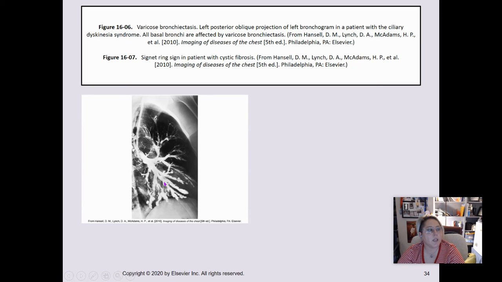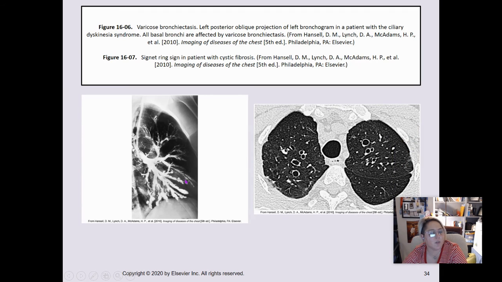Left posterior oblique projection of the left bronchogram in a patient with ciliary dyskinesia syndrome. Okay, ciliary dyskinesia syndrome, so that's CDS. All basal bronchi are affected by varicose bronchiectasis. Primary ciliary dyskinesia syndrome is a rare genetic lung disorder. It's also known as immotile cilia syndrome and is associated with Kartagener's syndrome. In people with PCD, the tiny hair-like structures, the cilia, that are supposed to move mucus out of airways are abnormal or do not move, okay? So that's causing problems. Then you have over here a cystic ring sign in patients with cystic fibrosis.